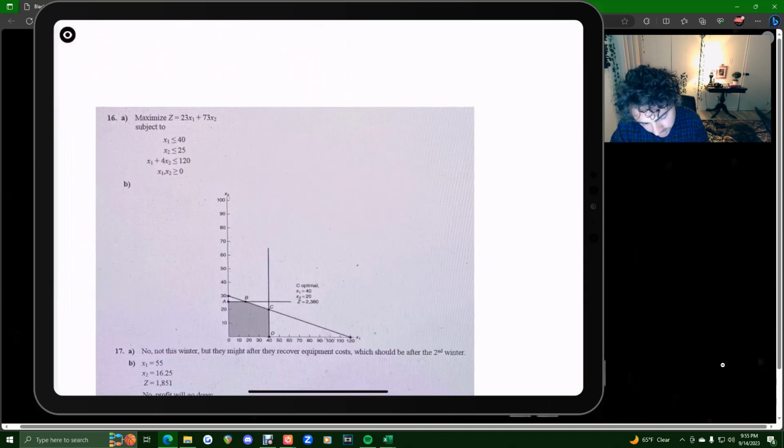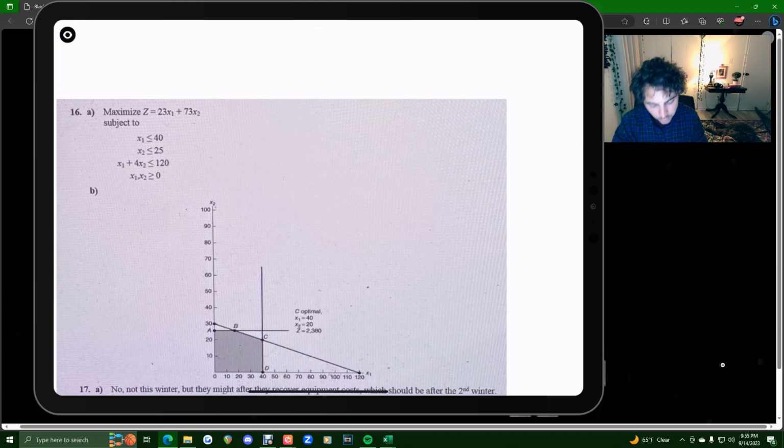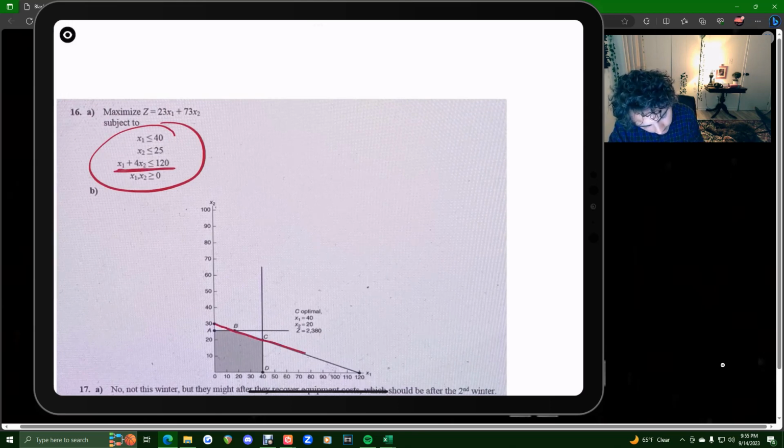Now, again, I'm just going to explain the graph here. So to solve it, what they did was graph these constraints, right? So graphing, let's see, this one, the third one, likely gave them this line here.